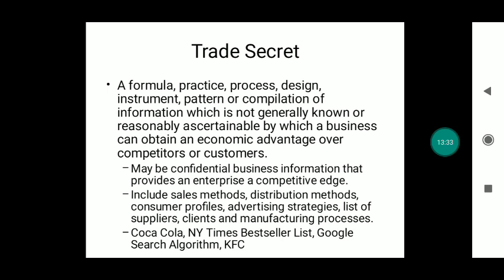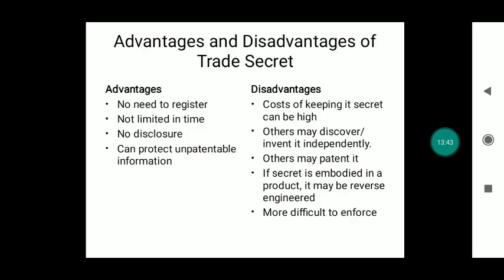Trade secret is a formula or a practice or a process. For example, our Google search algorithm, Coca-Cola, NY Times bestseller list, etc. Advantages and disadvantages of trade secret.